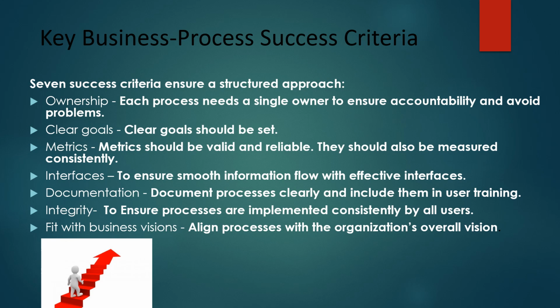When it comes to ownership, each process needs a single owner to ensure accountability and avoid problems. Clear goals should be set. Metrics should be valid and reliable. They should also be measured consistently. Ensure smooth information flow with effective interfaces. Document processes clearly and include them in user training. Ensure processes are implemented consistently by all users and align processes with the organization's overall vision.